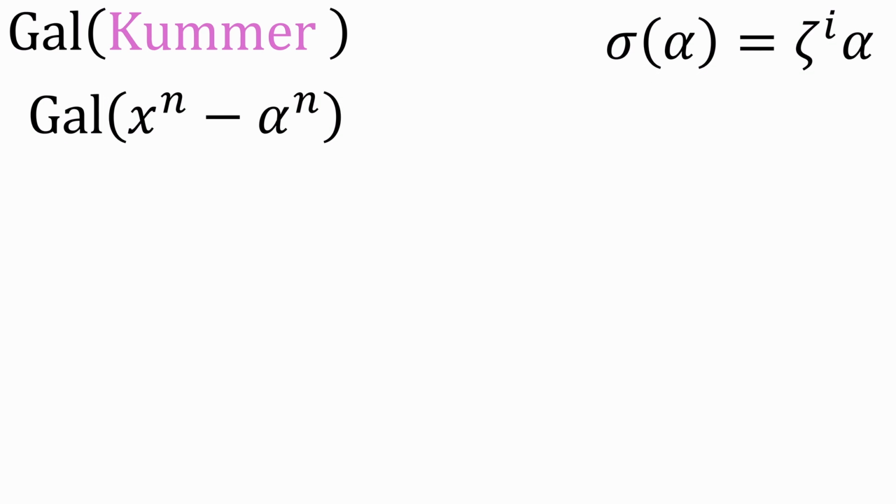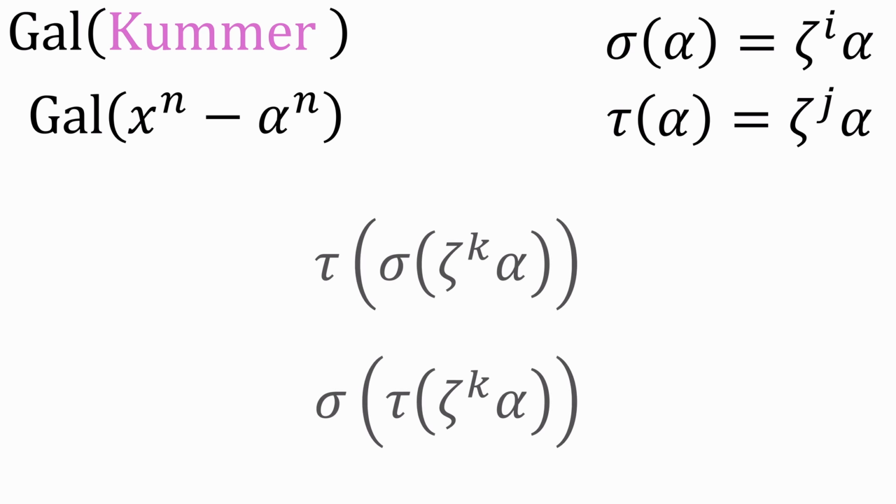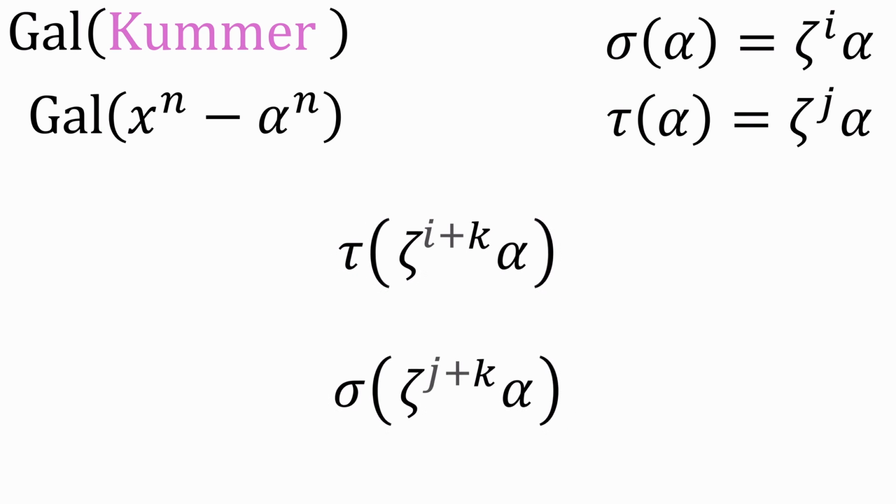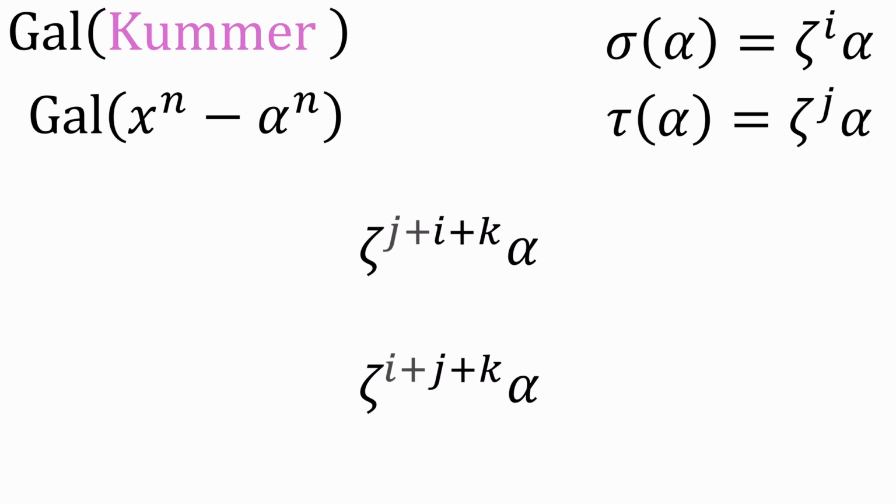The behavior of one of these automorphisms is fully determined by where it sends alpha. Suppose we have some other automorphism tau, which sends alpha to zeta to the j alpha. We want to show that the Galois group of a Kummer extension is abelian, meaning it doesn't matter in which order we apply sigma and tau. These are indeed the same thing because addition is commutative.